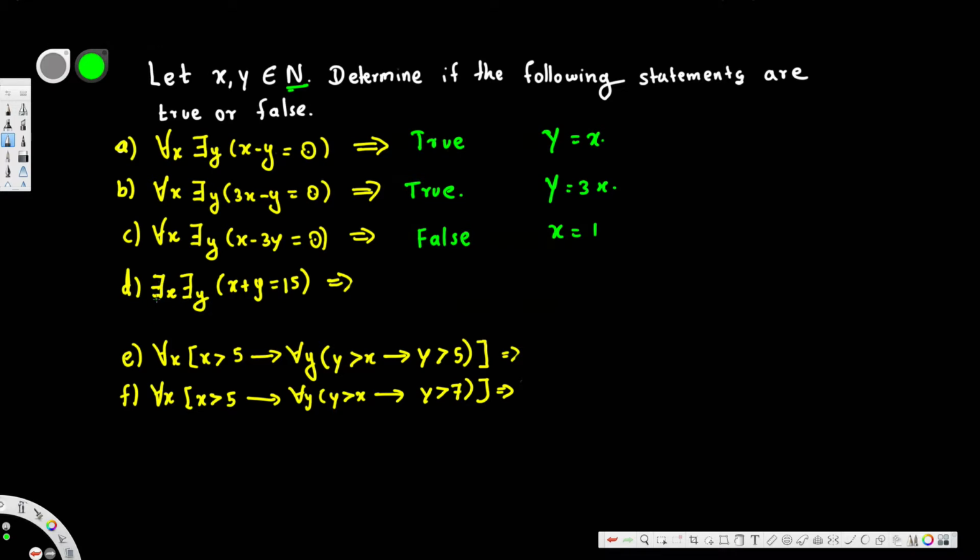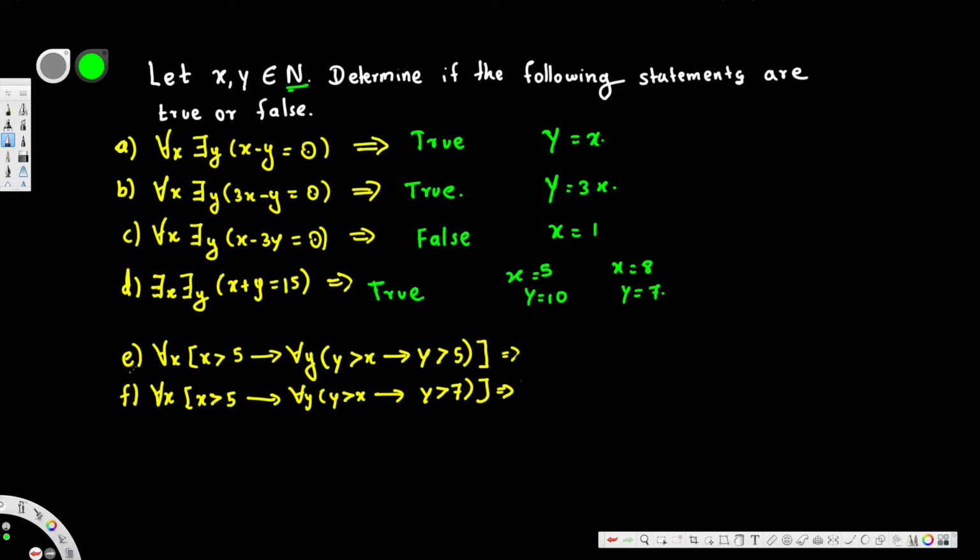Now let's look at the D part. There exists an x and there exists a y such that x plus y is equal to 15. There are many different ways you can do that. For example, you can say x is equal to 5 and y is equal to 10, or you can say x is equal to 8 and y is equal to 7. So this is always true, right? So we can say this is true.